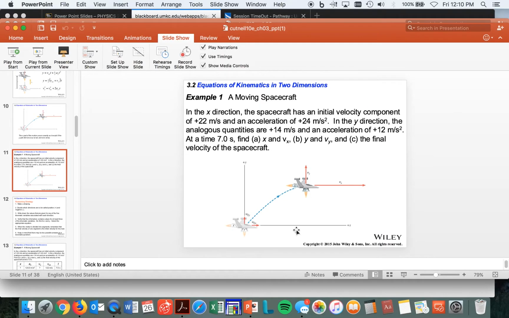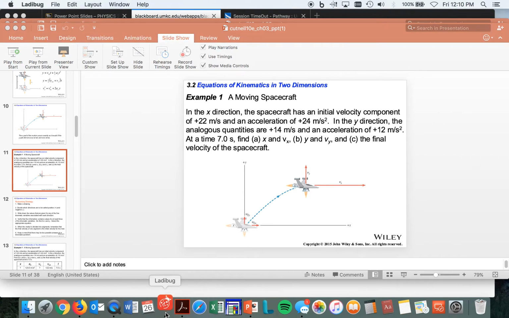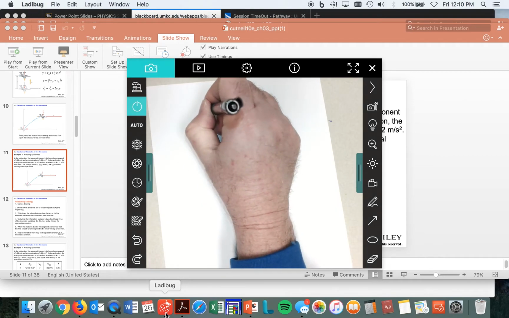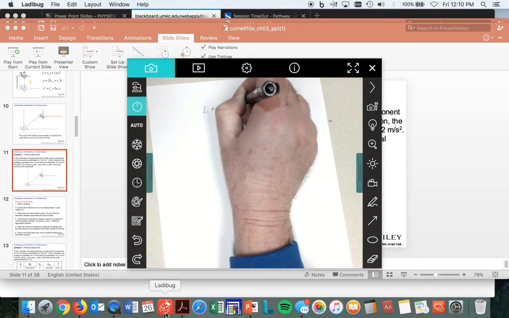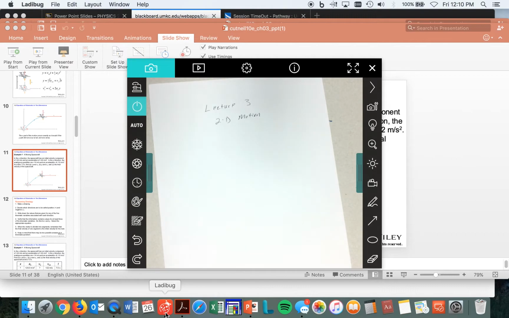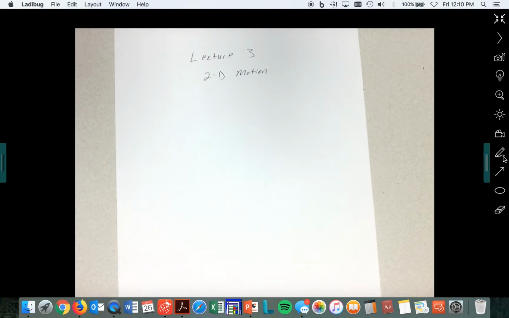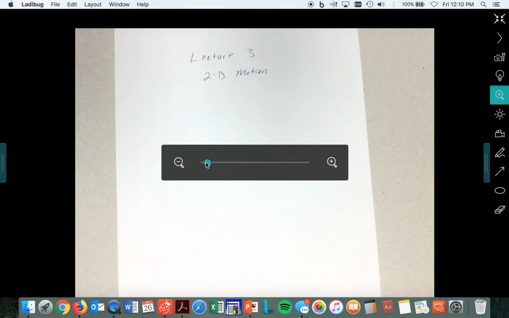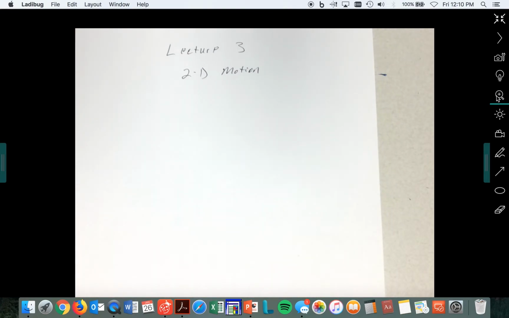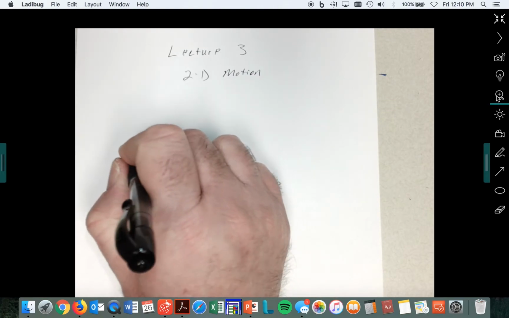Let me hit escape. And let's go to, oh, I haven't turned on my ladybug yet, but it's turned on now. 22, 24, 14, and 12, right? So this is lecture 3, and we're going to call it 2D motion. All right, this is lecture 3 in two-dimensional motion. I need to expand this. There we go. That'll be nicer.